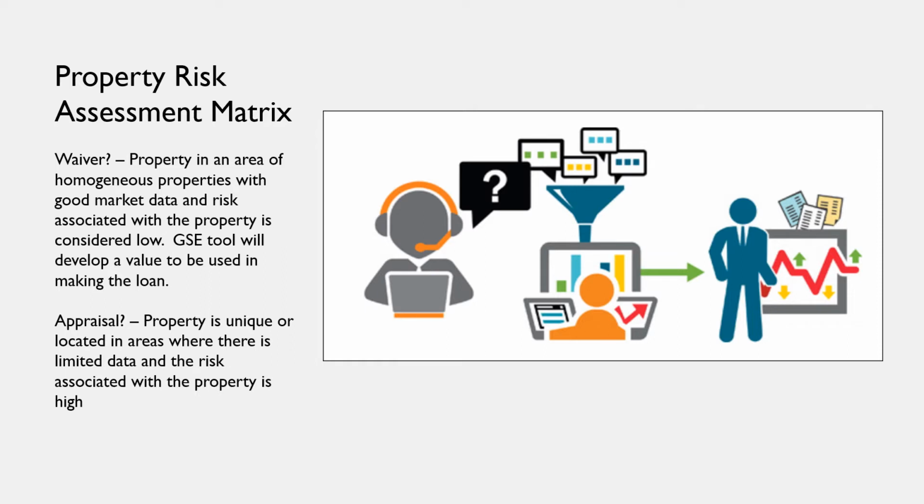The secondary financial markets have developed a risk assessment matrix, which includes the risk associated with the property. Fannie Mae has what they call a CU score, developed on their collateral underwriter, where the lower the score, the lower the risk, the higher the score, the higher the risk, with the rating going from 1 to 5.